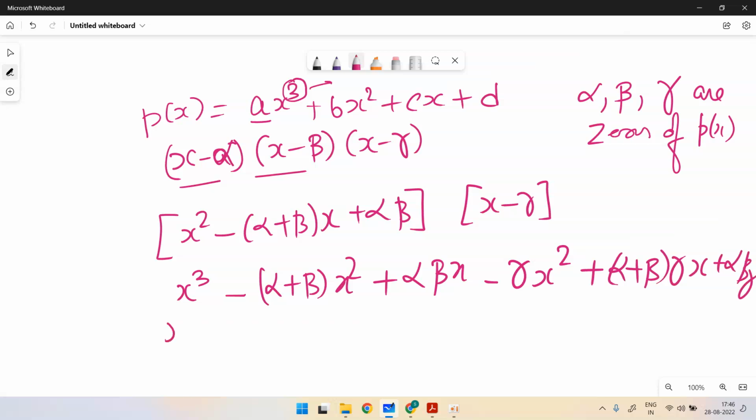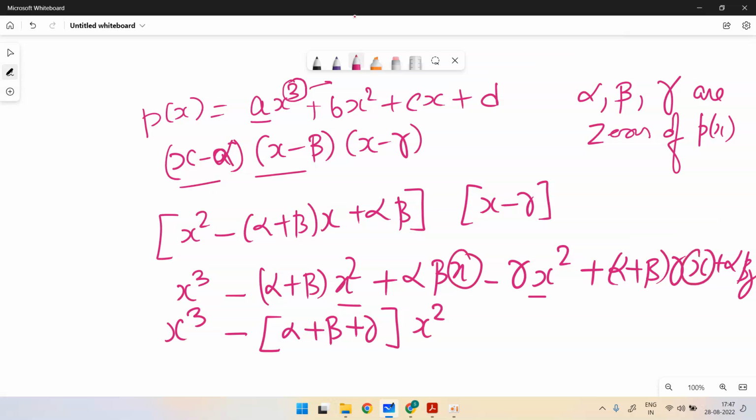Now x cube is x cube. Take all the x square terms, these two are x square terms: minus (alpha plus beta plus gamma) x square. Now see the x terms, this is x and this is x. If you expand this, it will be (alpha beta plus beta gamma plus alpha gamma) x minus alpha beta gamma.